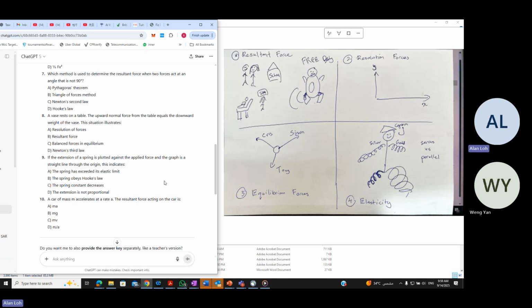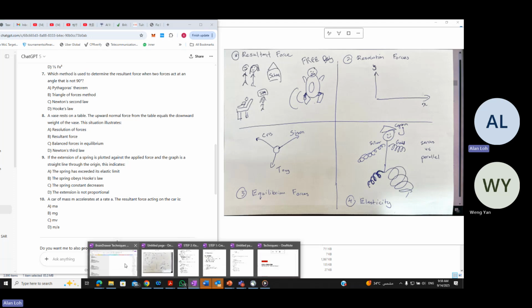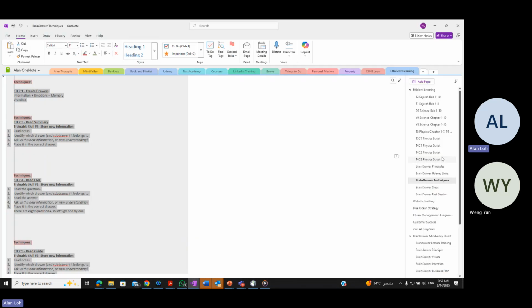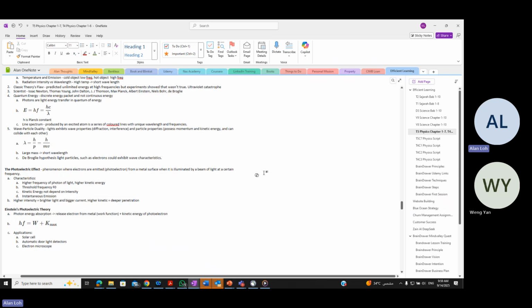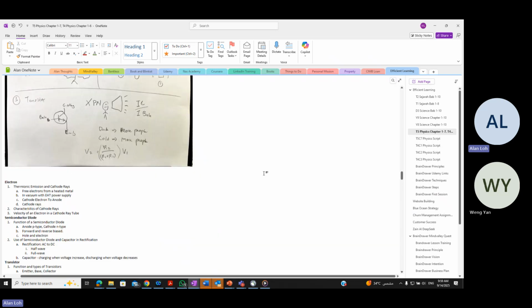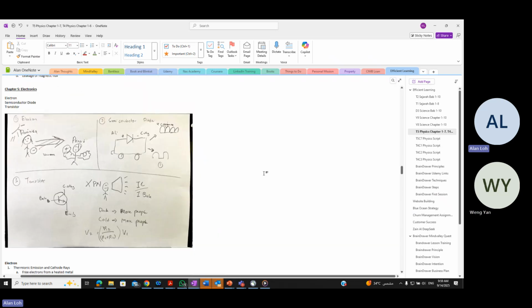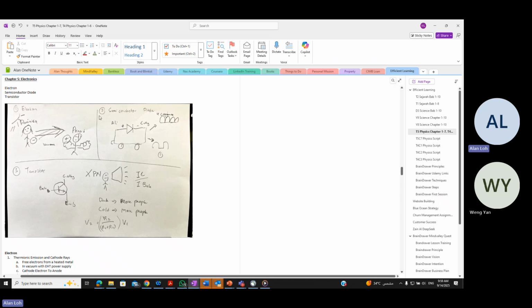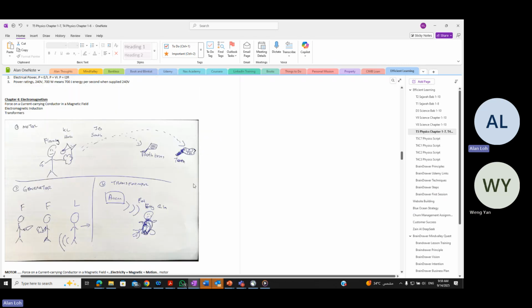Transistor, diode, and one more. I can't remember either. Let me see. I'm trying to challenge myself to see whether I can still remember, because I read this 1 week ago. This is electronics: electron, semiconductor diode, and transistor. Electron is drawer number 1, then semiconductor diode and transistor. Okay, so this is the story. Then electromagnetism, this is the story. You have 3 drawers: motor, generator, and transformer.